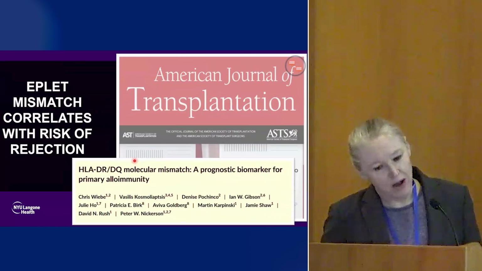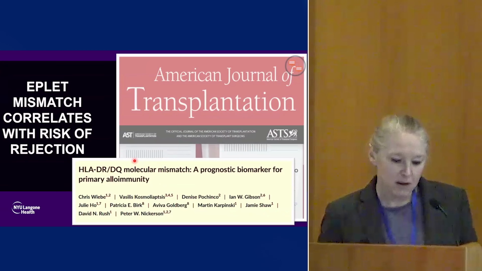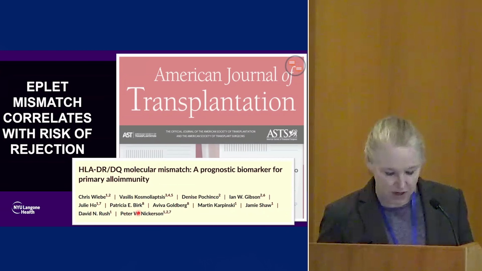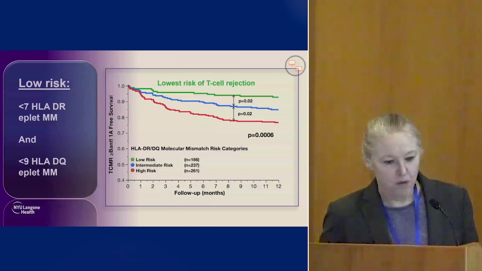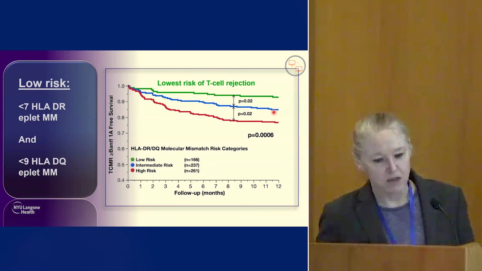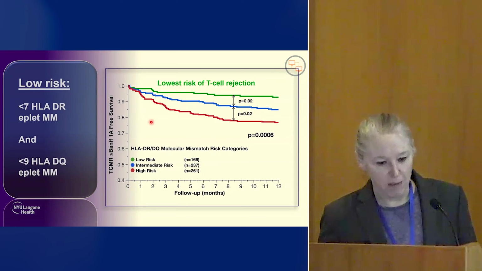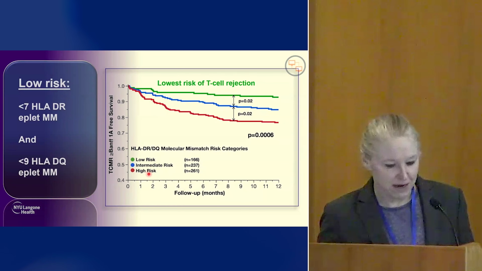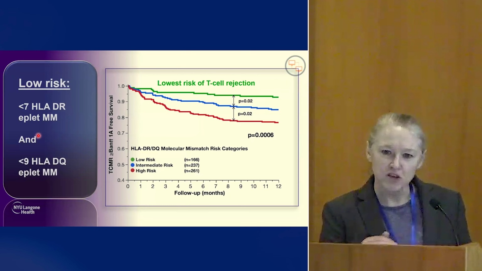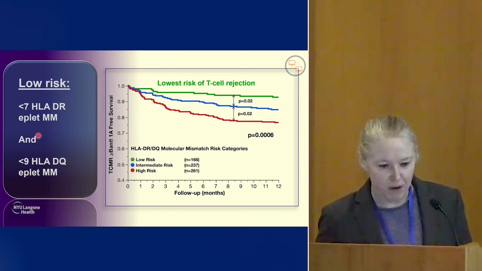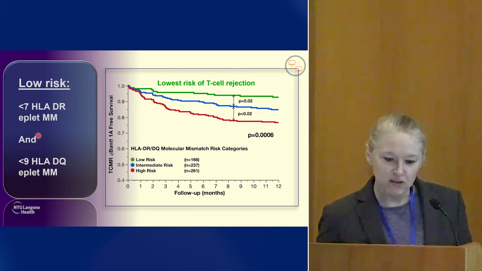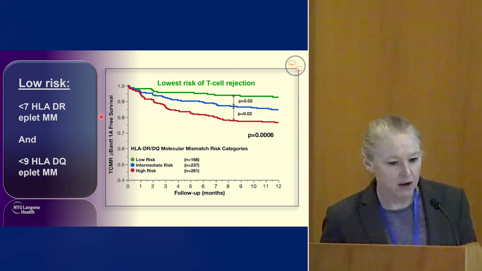So I just want to highlight one paper that's probably the most cited, by the person who's done the most work in this area, which is Peter Nickerson from Winnipeg, Canada. So this is really a landmark study where he looked at patients and grouped them based on their EPLET mismatch score into three groups. So there's a low risk, intermediate risk, and a high risk group, defined by these thresholds that we won't talk about how he figured them out, but suffice it to say, he drew these lines to put patients into these three categories.